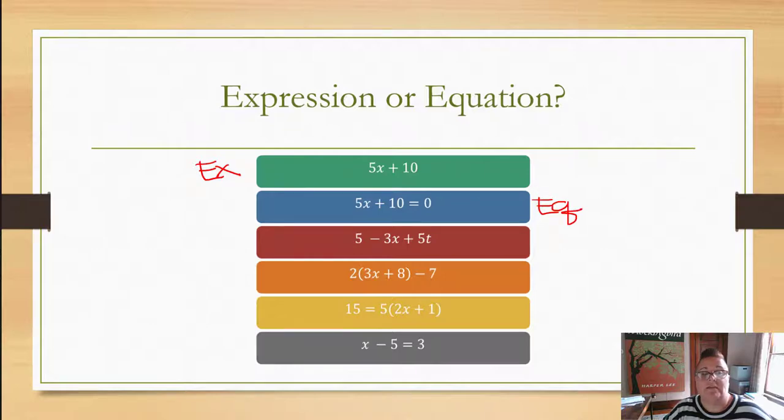5 minus 3x plus t, this is an expression. 2 times the quantity 3x plus 8 minus 7, this is another expression. This yellow one, 15 is equal to 5 times the quantity 2x plus 1, this is an equation. X minus 5 equals 3. This is another equation. All of these equations, notice they all have an equal sign in the actual problem.